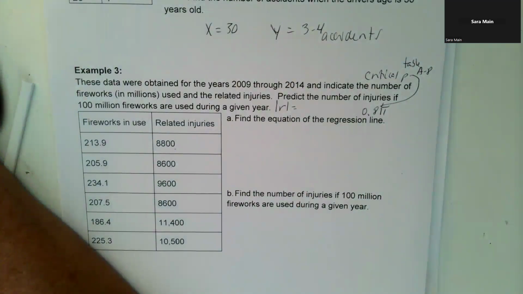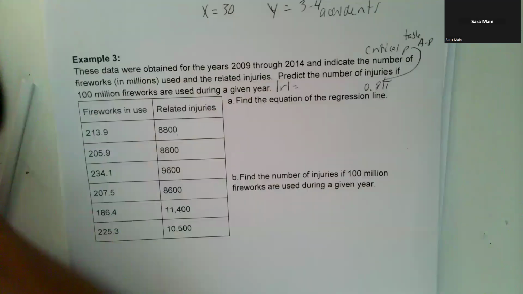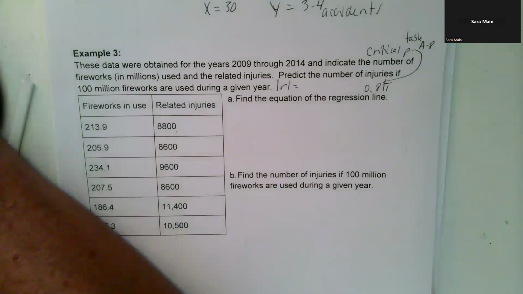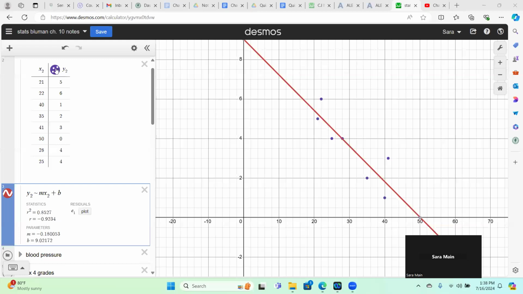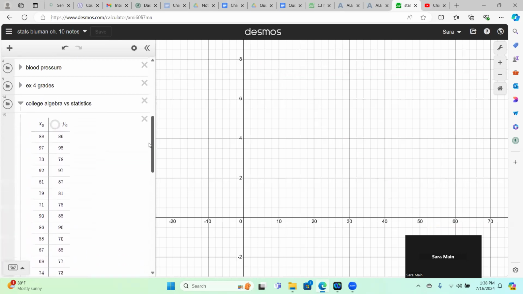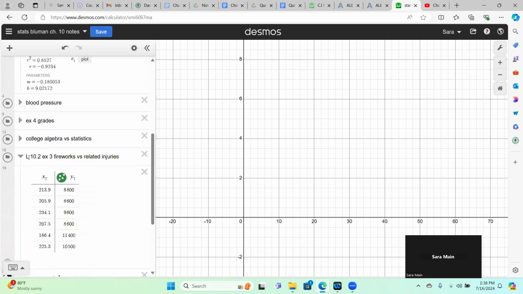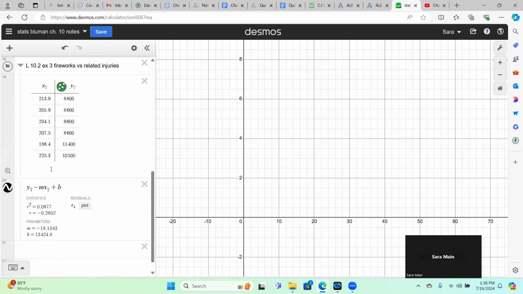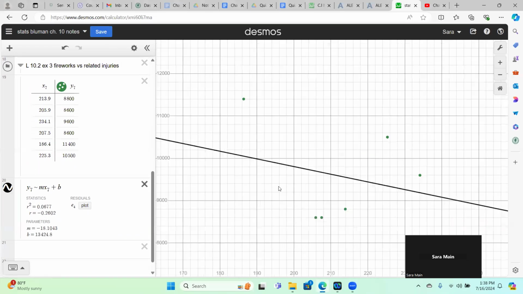So let's just go to Desmos here. And I'm going to turn these off, and then here is our fireworks data. Let's go ahead and hit the zoom. So the fireworks data does not look like there is a good fit.